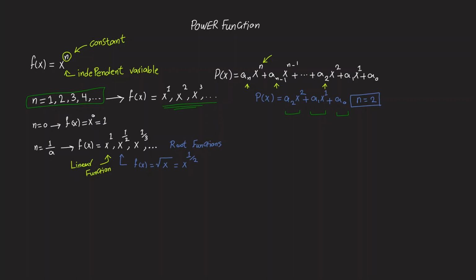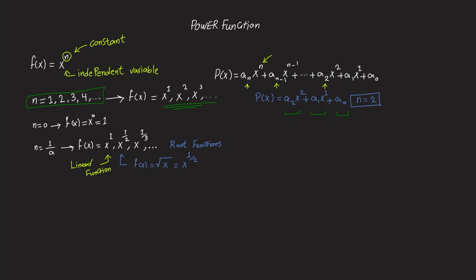It's a polynomial function also, because for the case where n is equal to 0 or bigger than 0, like 1, 2, 3, and 4, we get polynomial functions. And for the case where n is equal to 1, we get x to the power of 1, and that is a polynomial function. And for the case where n is equal to a fraction, we get root functions, and one of those root functions is x to the power of 1, which is again a linear function.